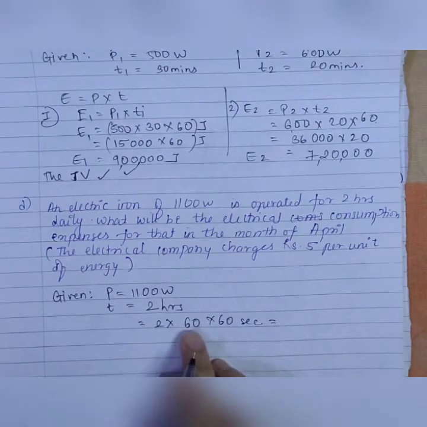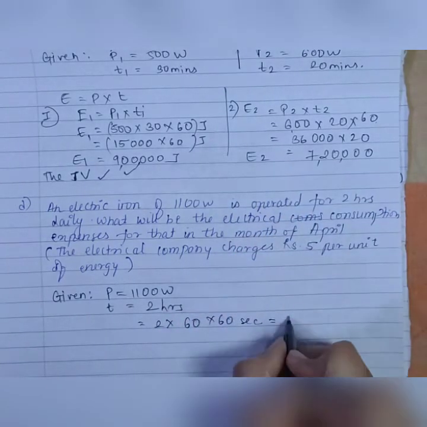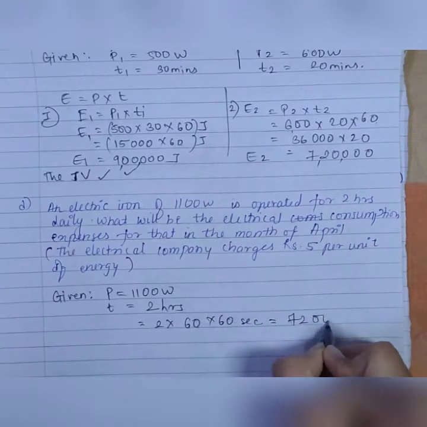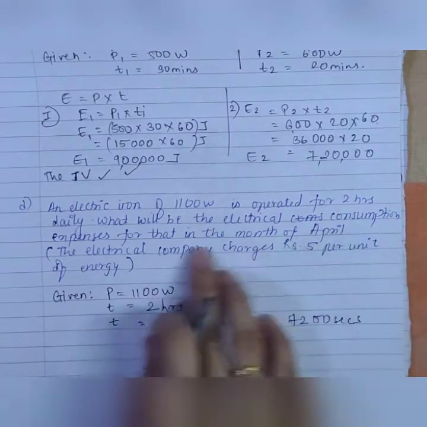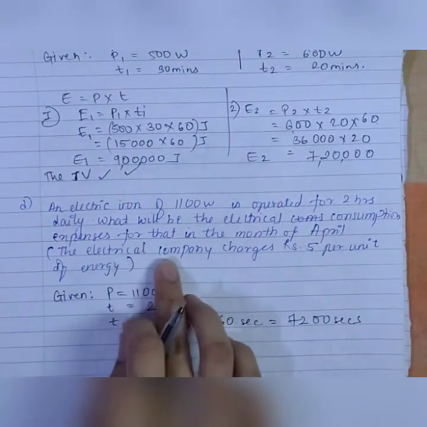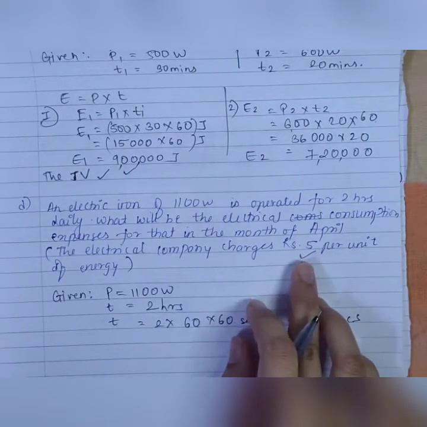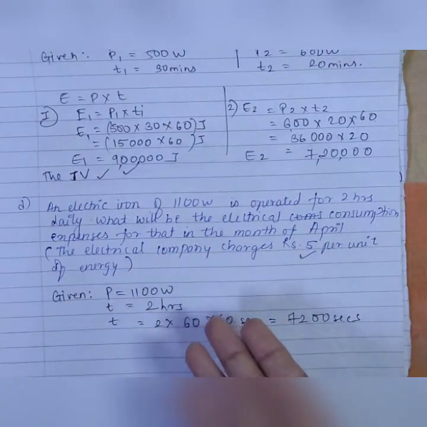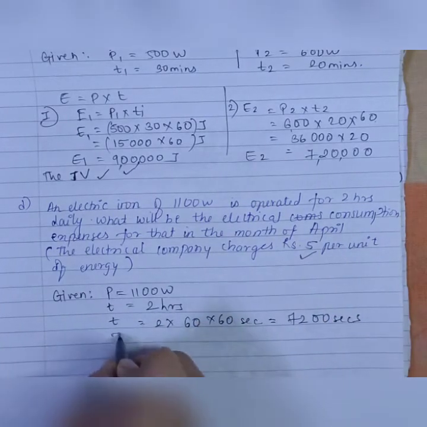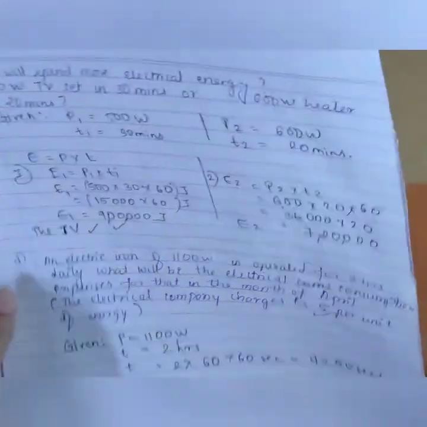After calculations, you can understand that 6 into 6, 36. 36 into 2, 72. We have already calculated here. This is 72 and 2 zeros. So this is seconds. So T is this many seconds. Now, what have they asked you? The electricity company charges, okay, this is the extra part that they have given you. Before calculating the energy per unit, you need to calculate it normally in joules. So as we had used this formula here, E is equal to P into T, we have to use it here too.